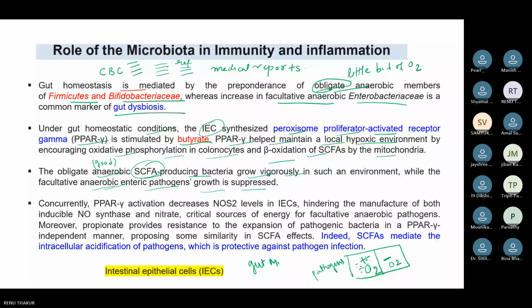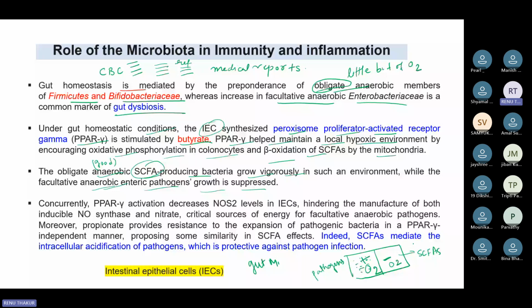If a little bit of oxygen is present, then which type of bacteria will grow? Facultative anaerobic bacteria will grow, which will cause infection in your gut, and inflammation will be initiated. So you should know about maintaining an obligate anaerobic condition. So SCFA producing bacteria will grow. It means good bacteria will grow in the body. And if we are providing oxygen in the gut, we are providing conditions for the pathogen to grow.